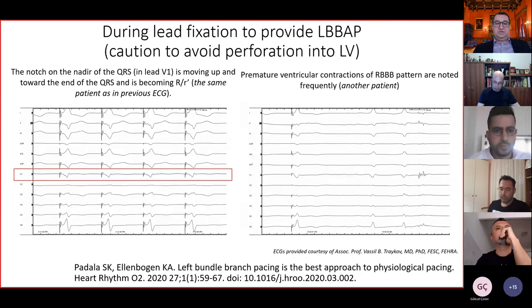During lead fixation to provide left bundle branch area pacing, we observe the notch on the nadir of the QRS in lead V1. It moves up toward the end of the QRS and becomes R prime. Here you can see the ECG of the same patient, which was shown on the previous slide. We also observe premature ventricular contractions of RBBB pattern during fixation of the lead. These observations tell us that there should be caution to avoid perforation into the left ventricle.